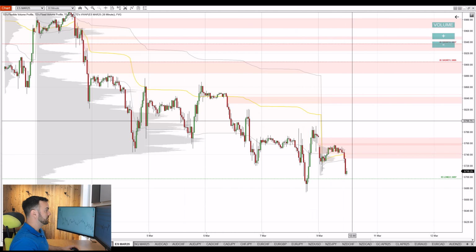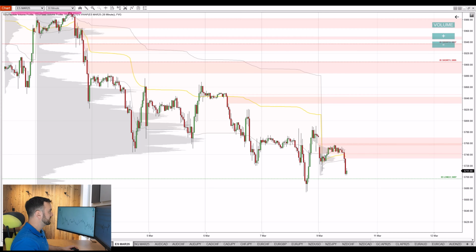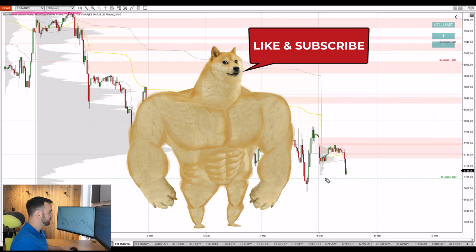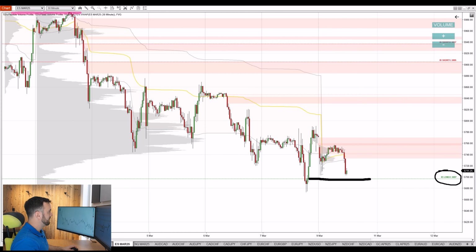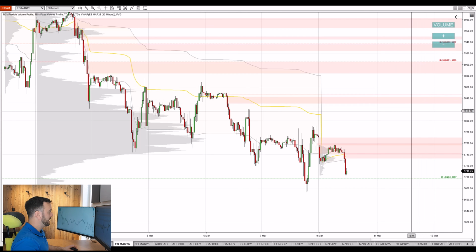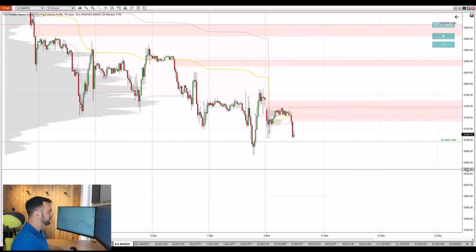What you see before you is NinjaTrader 8 platform. This is the ES chart and it is a 30-minute time frame. The price is currently pretty close to my level, which is in here. It is a support at 56.97. I have a limit order, so I won't miss this trade. I don't want to miss this trade.